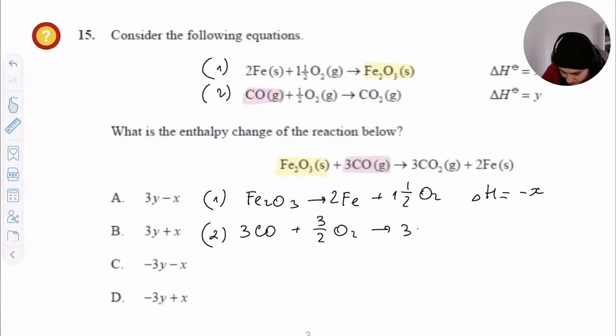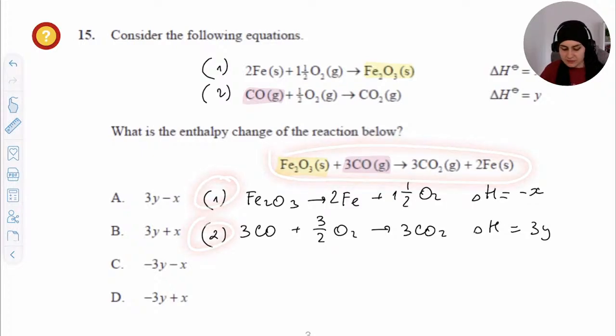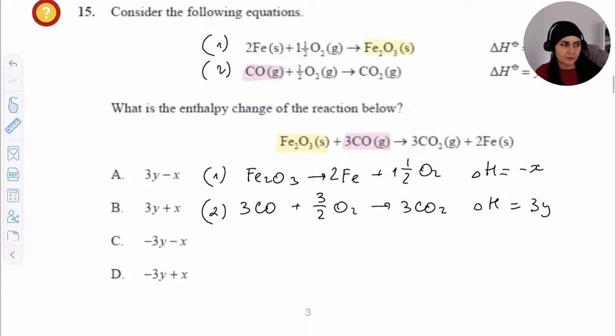O2 goes to 3CO2. And once I've done that, I also multiply enthalpy by 3, so 3y. And essentially that's enough. I will also add them up now just to show that if you add up the first equation and the second equation, you'd get the equation that you need. But of course, usually once you've solved maybe 3 or 5 questions like that, you don't have to do it. You would see the answer right away. So now I will do this.